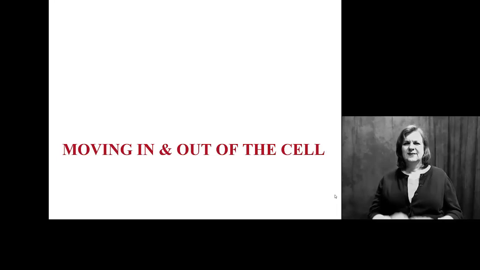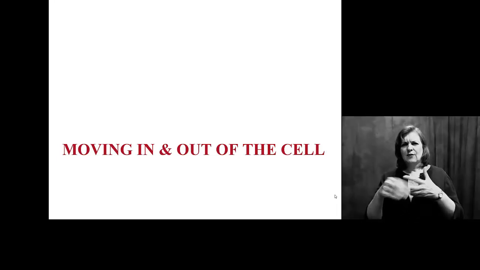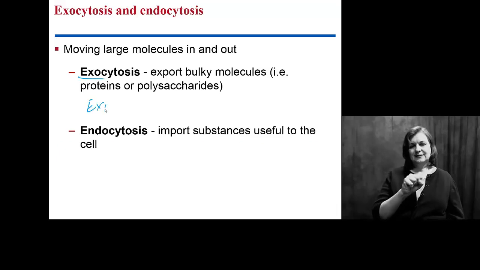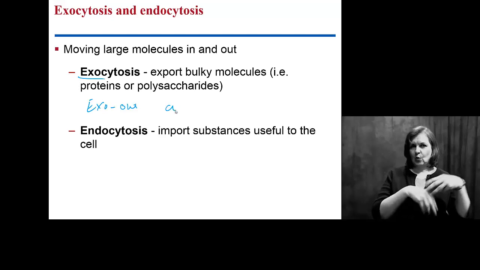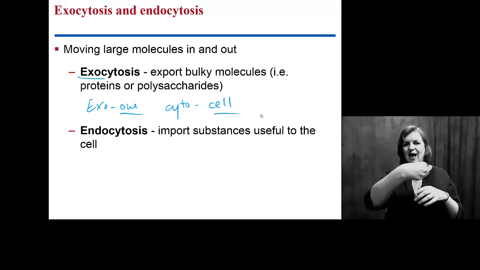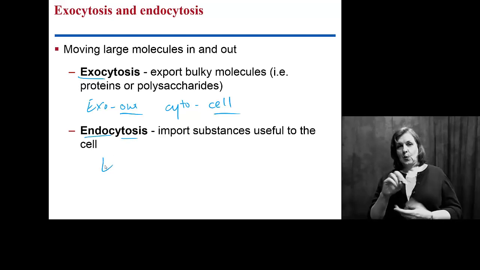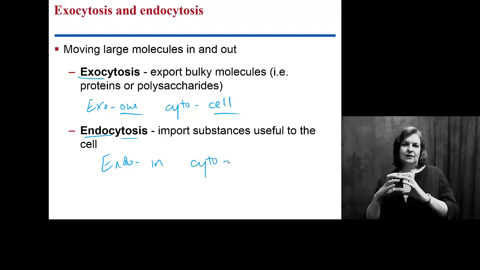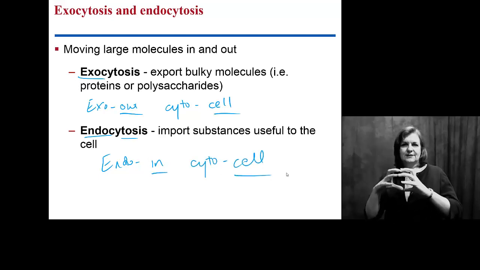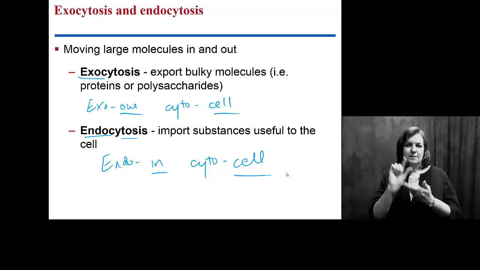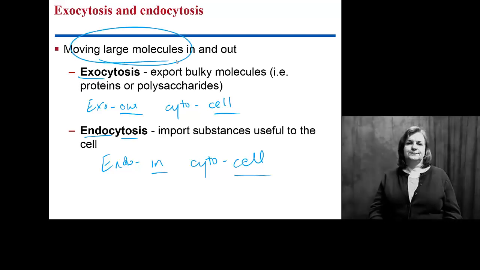So how do we actually get things to move in and out of the cell? There are 2 basic processes. Exocytosis. Exo is out. Cyto is cell. So moving things out of the cell. Endocytosis. Endo is in. Cyto is still cell. So we're moving things into the cell. And now we're looking at not diffusing small particles. We're looking at moving really big things.